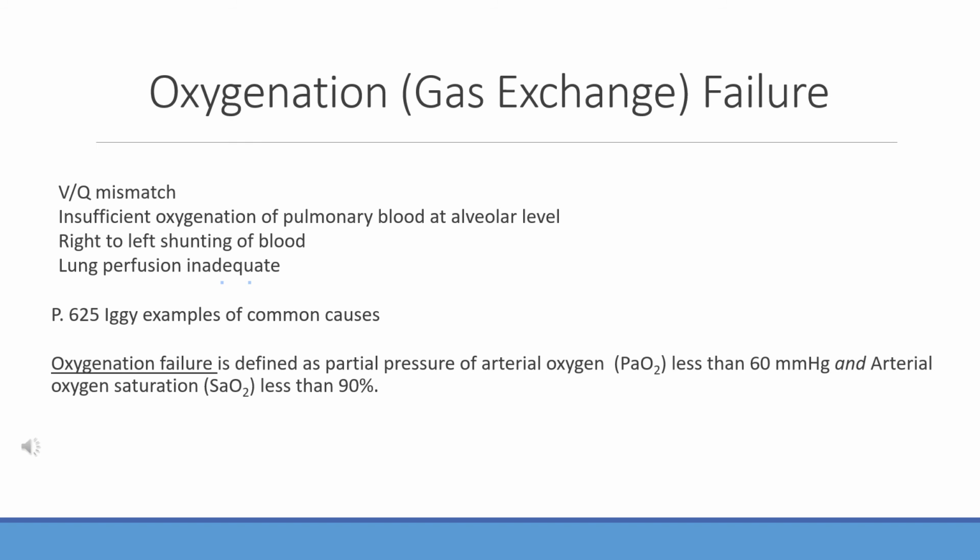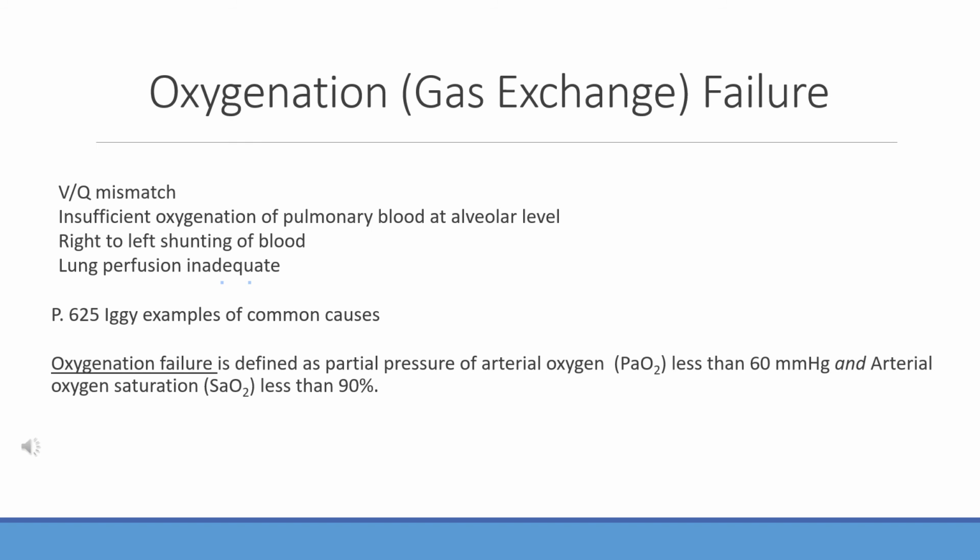Or lastly, it might be that with poor oxygenation of the pulmonary blood at the alveolar level, even more arterial blood is not oxygenated. And that is when applying 100% oxygen does not correct the problem. This is what we're going to be talking about with acute respiratory distress syndrome. It's called refractory hypoxemia. So no matter how much oxygen you give them, their O2 sat is not going to increase. Again, a page in your text has examples of common causes of this oxygenation failure.